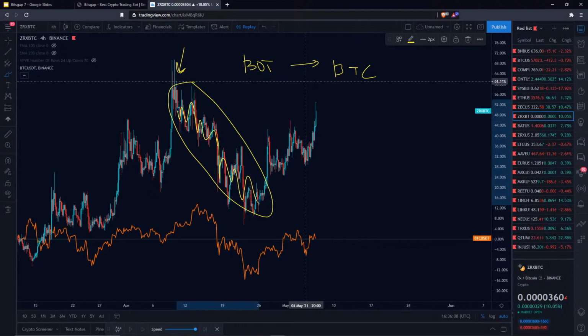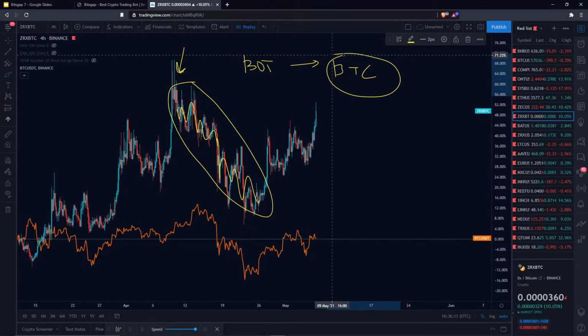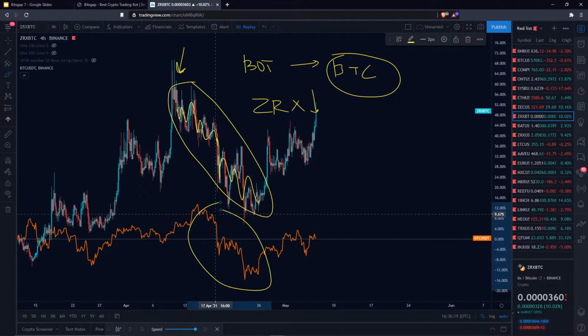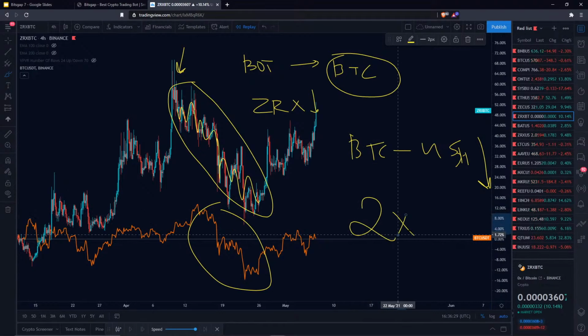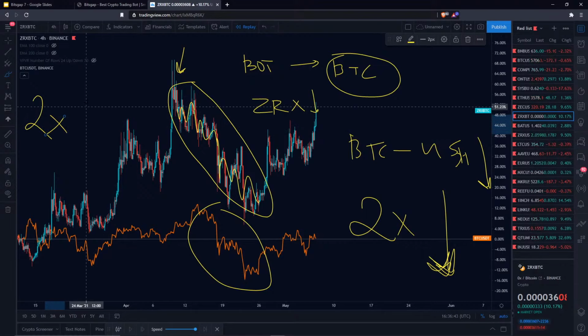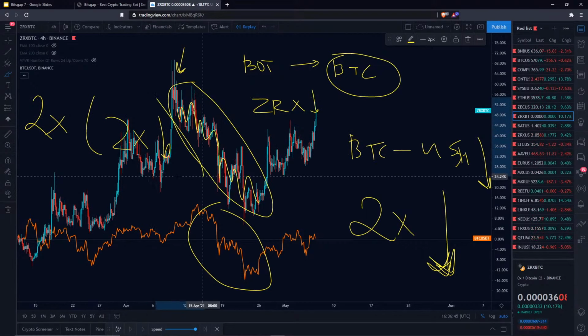But the thing is that we made returns in Bitcoin, but unfortunately the value of 0x has depreciated. And also you see during this period, the value of Bitcoin relative to USDT has depreciated. So in that case, we had a double X risk exposure, which is something we don't want to have. But that is something that we need to take into account when trading these high yield strategies, is that in order to make 2x, you take 2x of the risk as well.